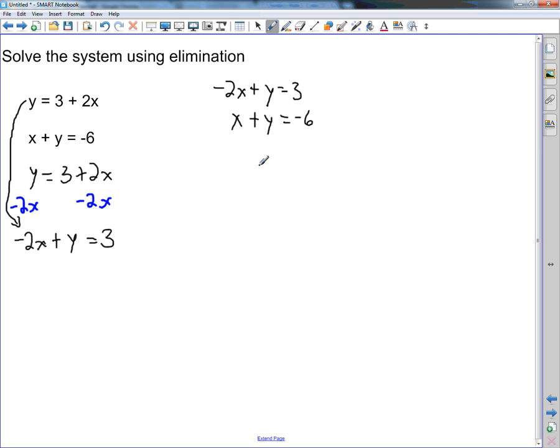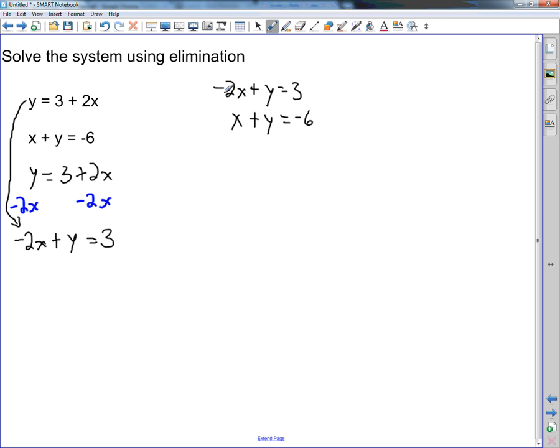Now the idea is for us to add these straight up and down so that one of the variables cancels out when we add them. Notice that if we add right now, -2x plus x would give me -x, so that wouldn't cancel out. 1y plus 1y would give me 2y. Okay, so I'm not ready to add them yet.